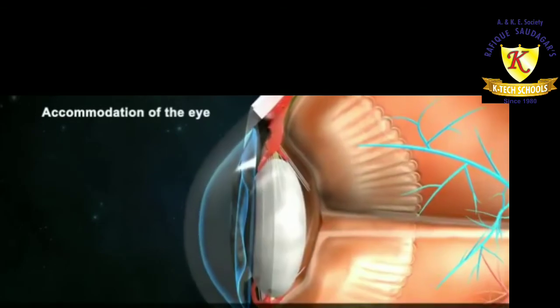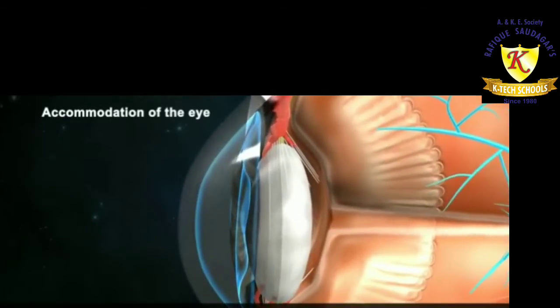Accommodation of the eye. The process by which the ciliary muscles change the focal length of the eye lens to focus distant or near objects clearly on the retina is called the accommodation of the eye. Okay, children?